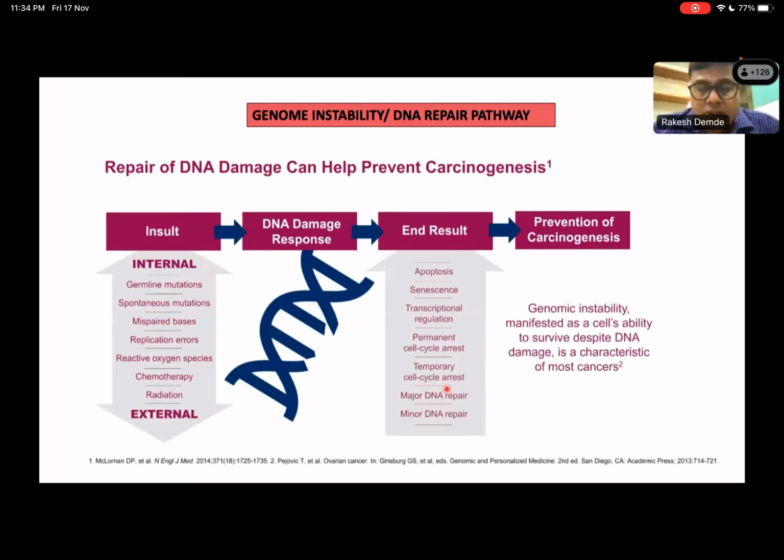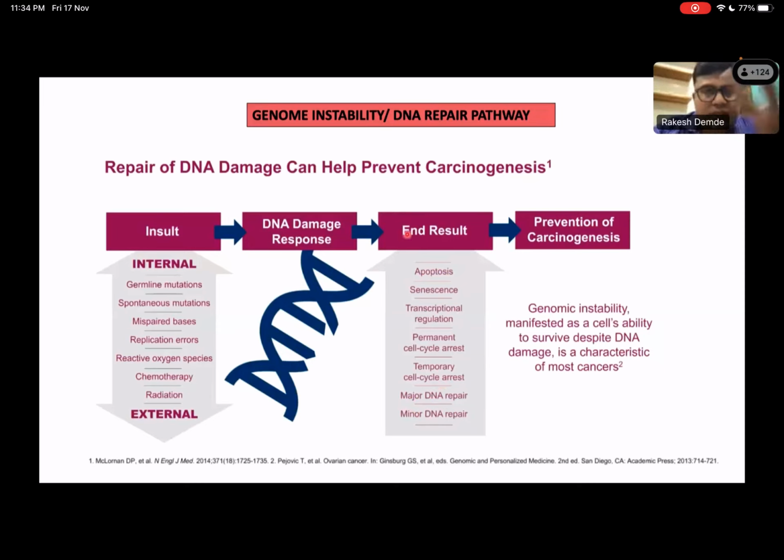Now we'll discuss the emerging hallmark, which is associated with genomic instability or the DNA repair pathway. There is a lot of insult which occurs to the DNA, either due to mutation, reactive oxygen species, or radiation. In response to this insult, p53, as we see, arrests the cell cycle, and it gives DNA a chance to repair its damage. If the damage is not repairable, it will further cause apoptosis and the cell dies. Or if there is a major or minor DNA repair, the cells again proliferate.